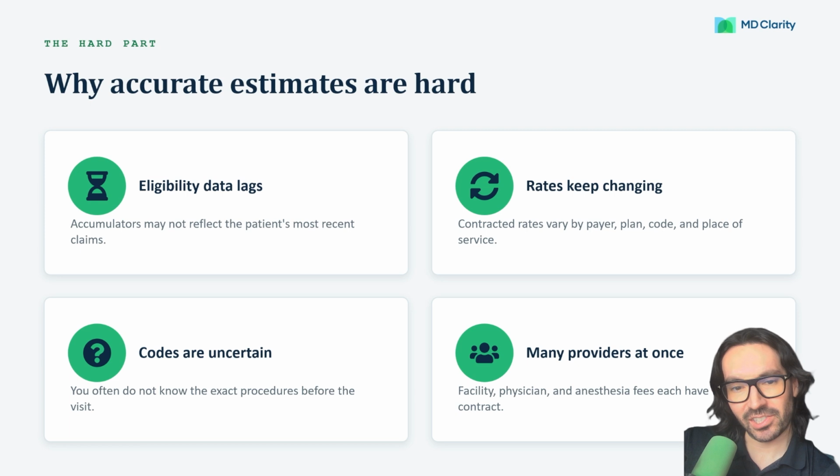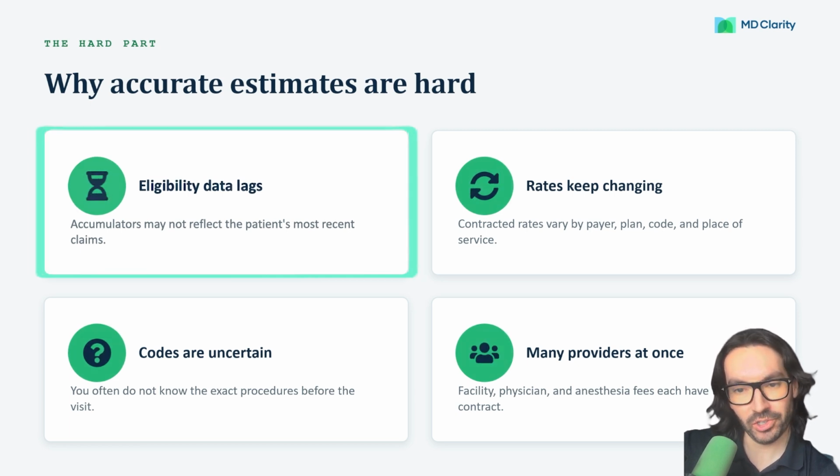Now, if the math's that simple, why are bad estimates so common? 4 reasons. First, eligibility data lags, so the deductible figure you pull can be out of date. Second, contracted rates change constantly and vary by payer, plan, code, and location. So a rate table you don't maintain falls out of date without warning.